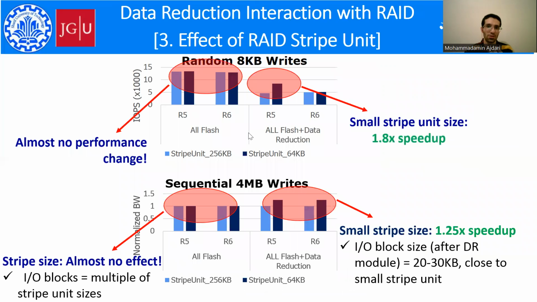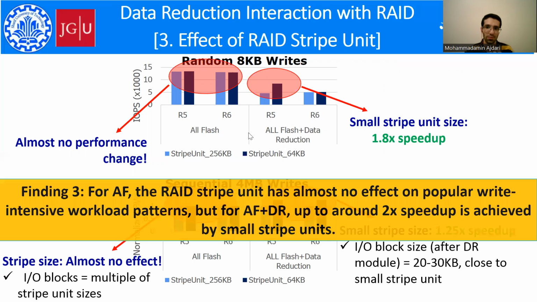For sequential large write workloads, again, selected stripe units have no effect on performance of the baseline, as 4 megabyte blocks are already multiples of 256 kilobyte stripe units. However, with data reduction and average submitted IO requests from VDO in the range of 20 kilobytes to 30 kilobytes, smaller stripe units provide fewer read-modify writes and higher performance.